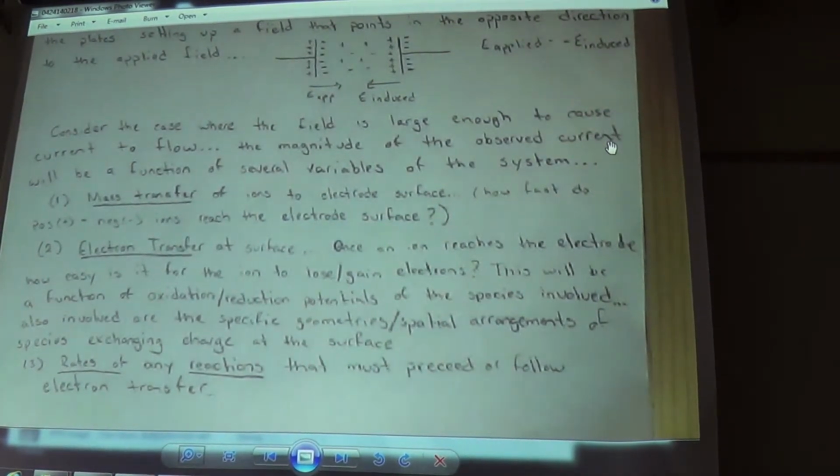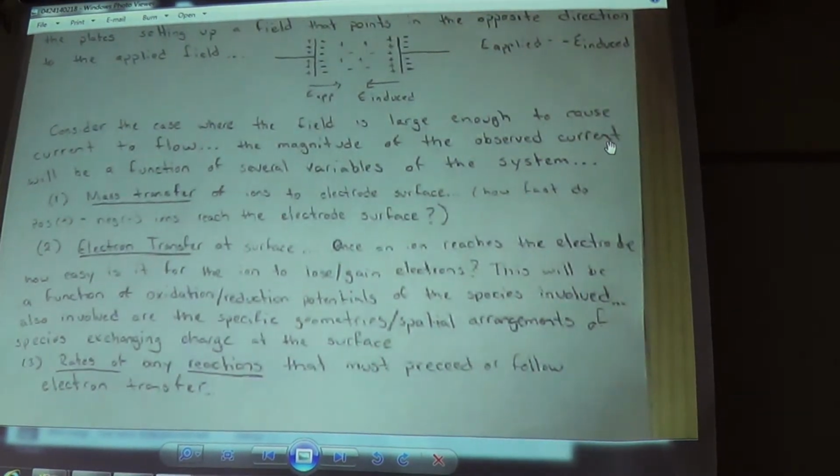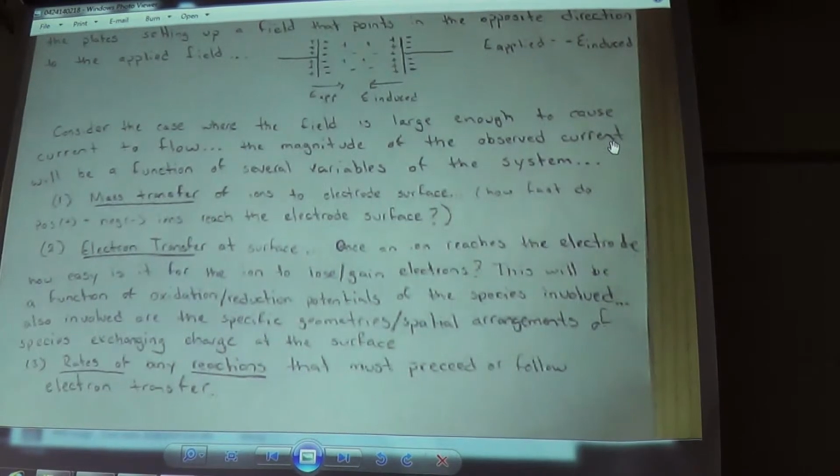And when we talk about mass transfer, we just showed that the negative ions have to move to the positive plate, the positive ions have to move to the negative plate. To get there, they need to move through the solution. So negative ions from the bulk need to move into the positive plate. Positive ions from the bulk need to move over to the negative plate. And to do this, they have to migrate through the solvent.